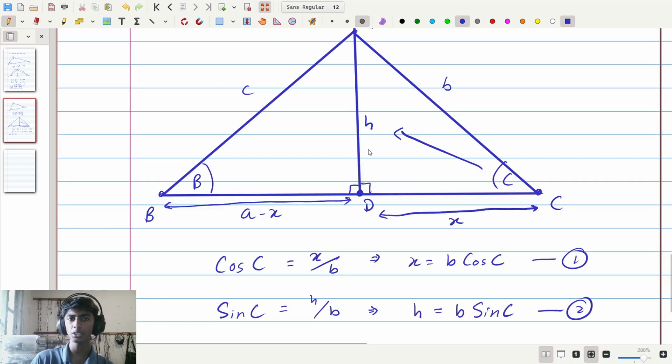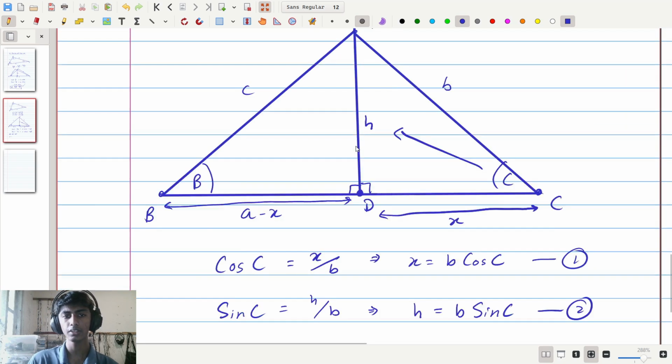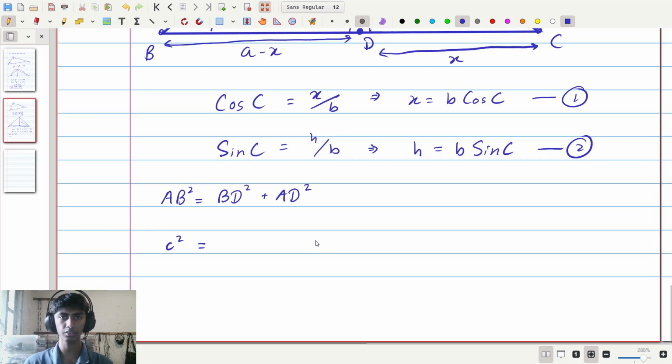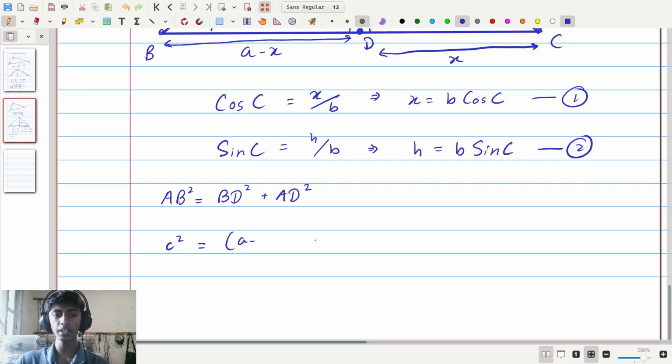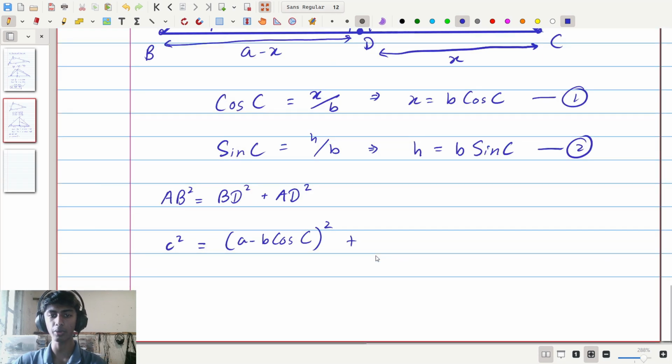Now let's substitute what each of these side lengths are. AB is c, so we have c squared is equal to BD squared. BD is a minus x, and x is b cos C. So we're going to substitute that directly. Instead of x, a minus b cosine of C, squared, plus AD. AD is h and h is b sine C. So we're going to directly substitute. We're going to do two substitutions in one. AD is h and h is b sine C, squared.